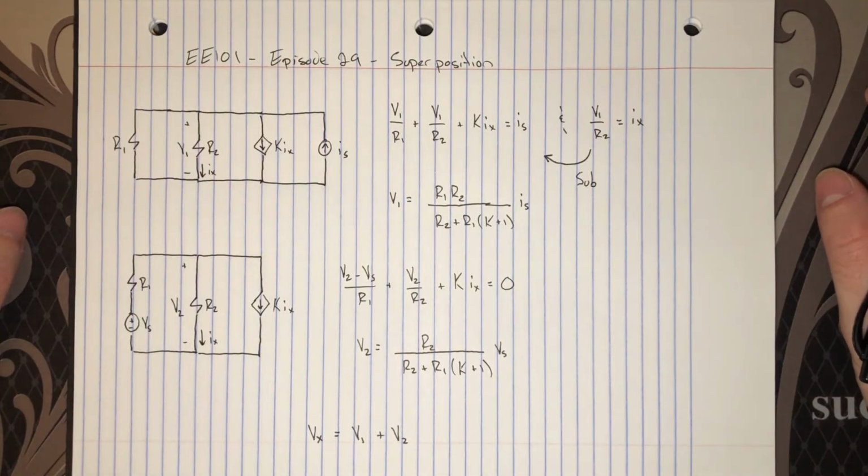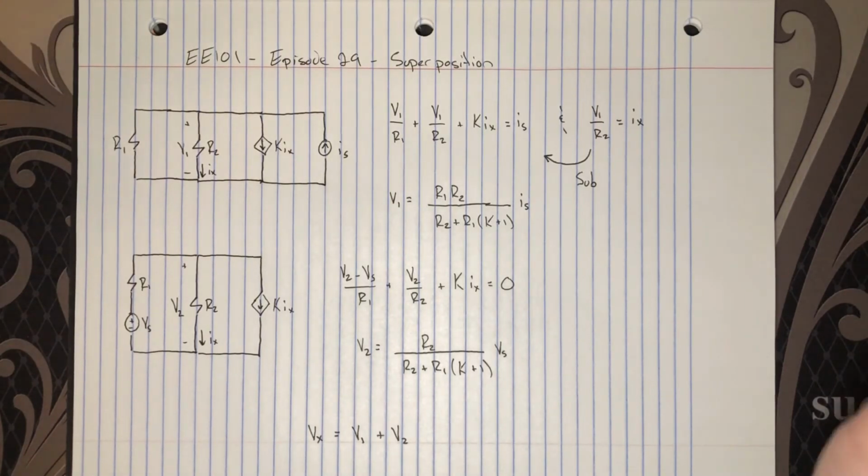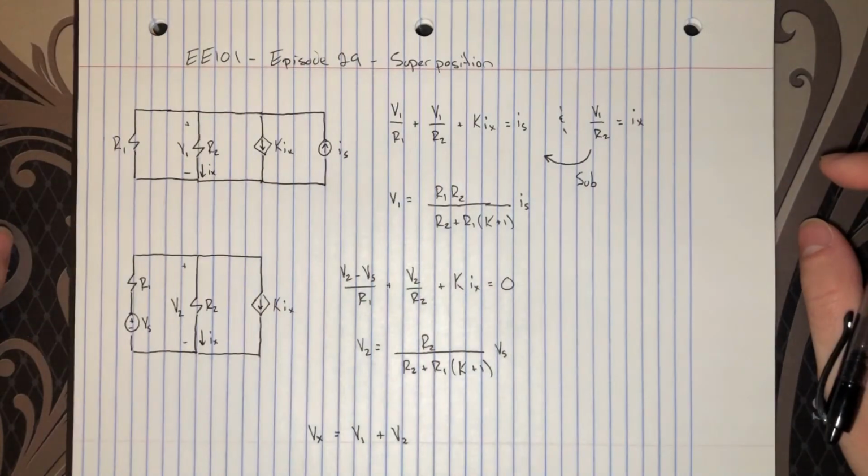Really, all the principle of superposition is an extension of the concept of linearity, or a linear system. And this is something that we'll deal with a lot in electrical engineering. We want our systems to be linear, and even when they're not, we'll pretend that they are. And you'll understand what I mean later.